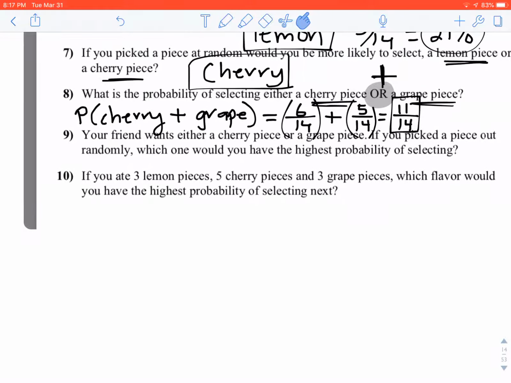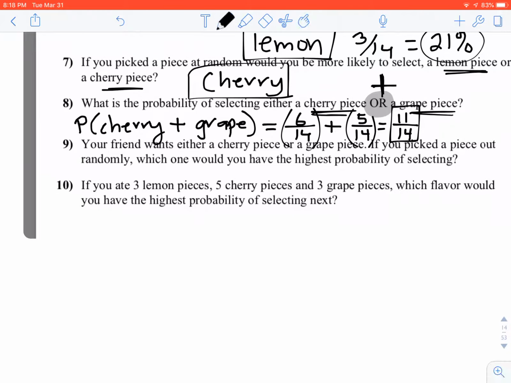Number 9 says your friend wants either cherry or grape. If you picked a piece out randomly, which one has the highest probability of occurring? We know that the answer to that is cherry. Again, there's more cherry pieces than there are grape.